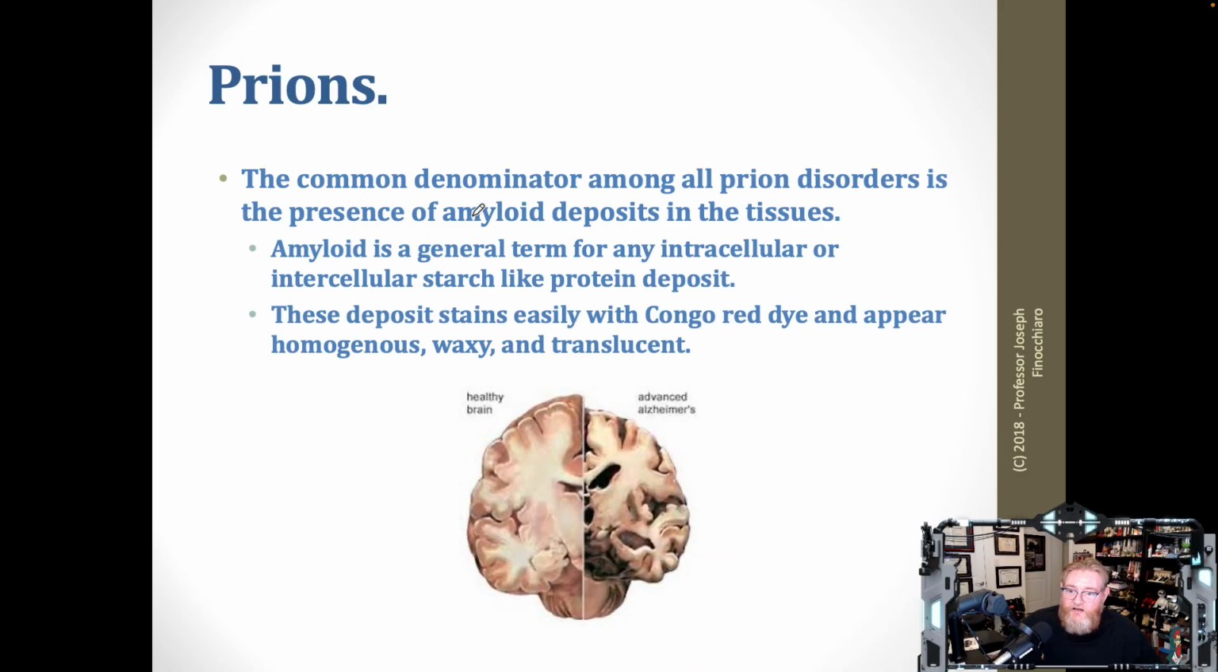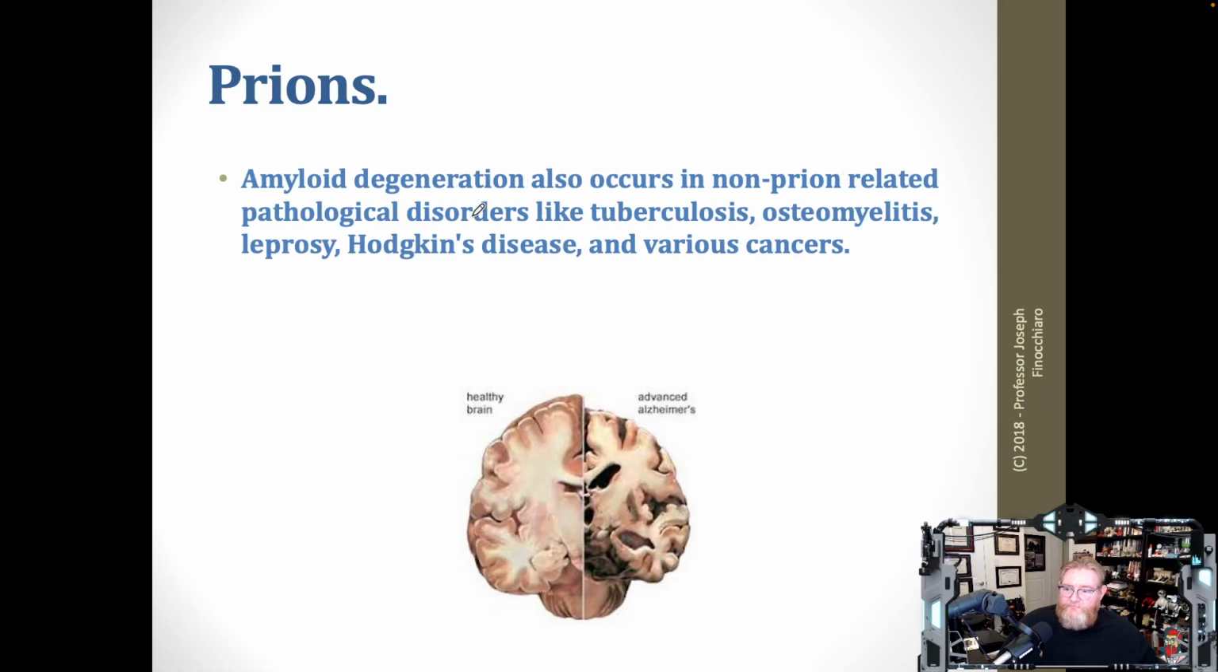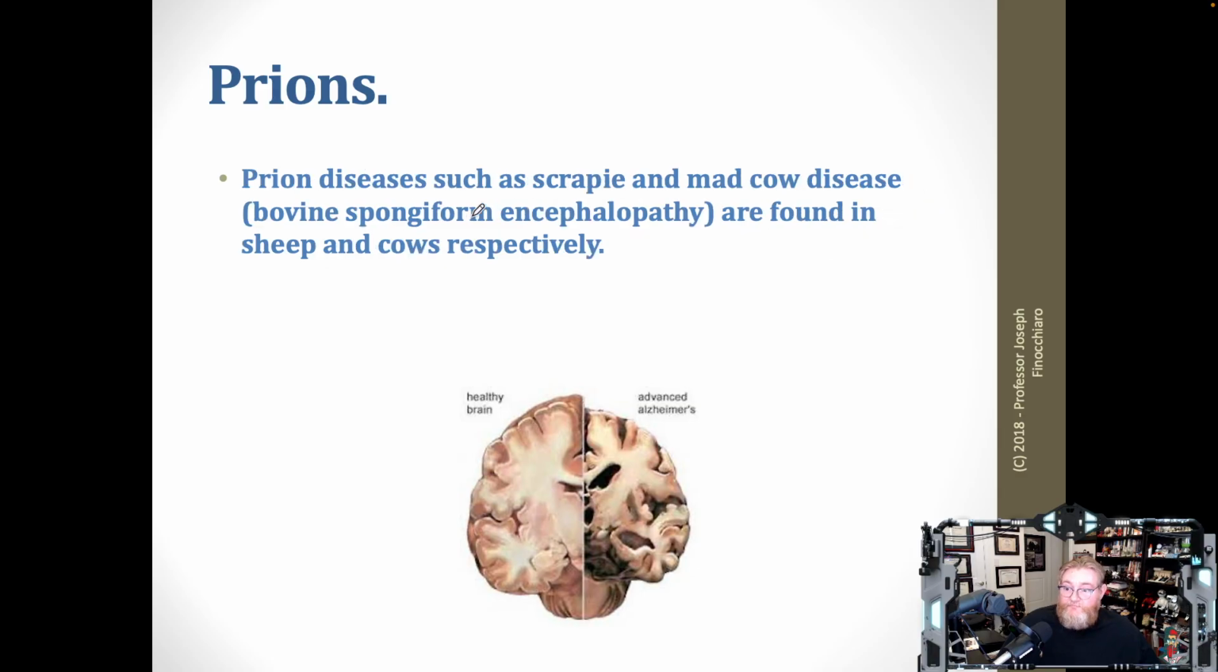The common denominator among all prion disorders is the presence of amyloid deposits in the tissues. Amyloid is a general term for any intracellular or intercellular starch-like protein deposit. These deposits stain easily with Congo red dye and appear homogeneous, waxy, and translucent. Amyloid degeneration also occurs in non-prion-related pathological disorders like tuberculosis, osteomyelitis, leprosy, Hodgkin's disease, and various cancers.